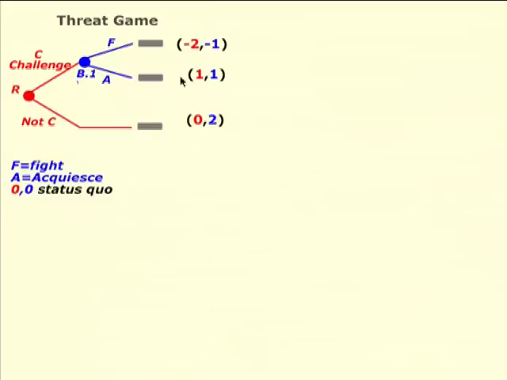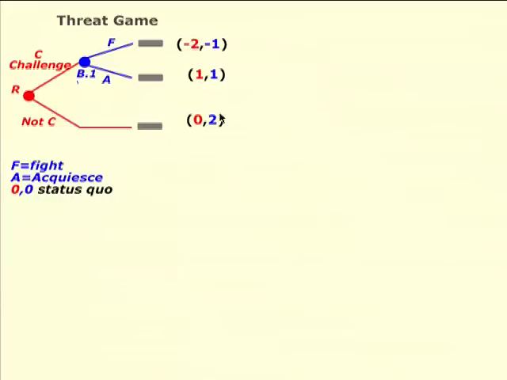The idea with the payoffs here is that if the red player challenges and the blue player acquiesces, then they both get a payoff of 1. Now, the red 1 is better than the status quo for the challenger. The challenger prefers to challenge and have the other guy acquiesce, rather than not challenge at all.